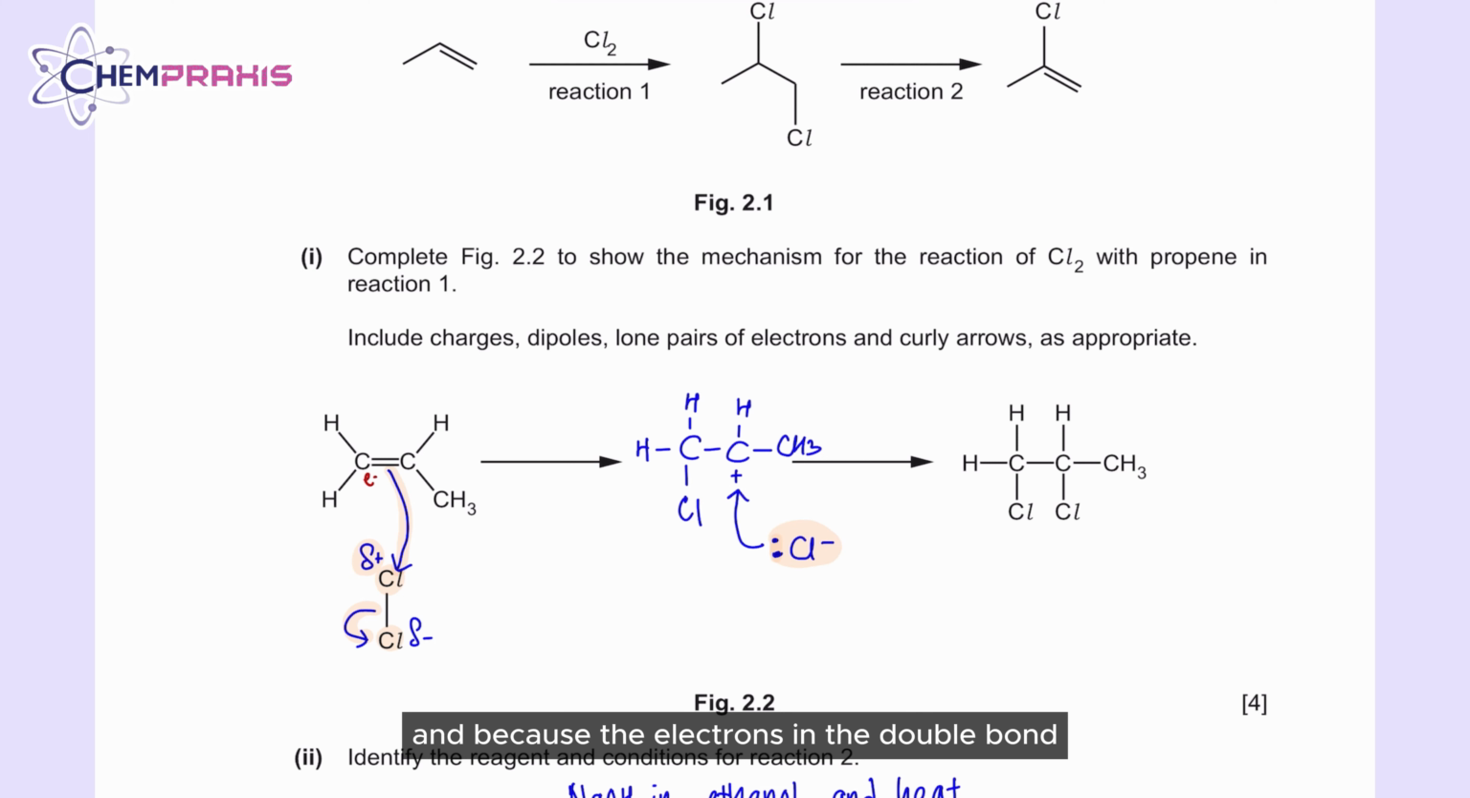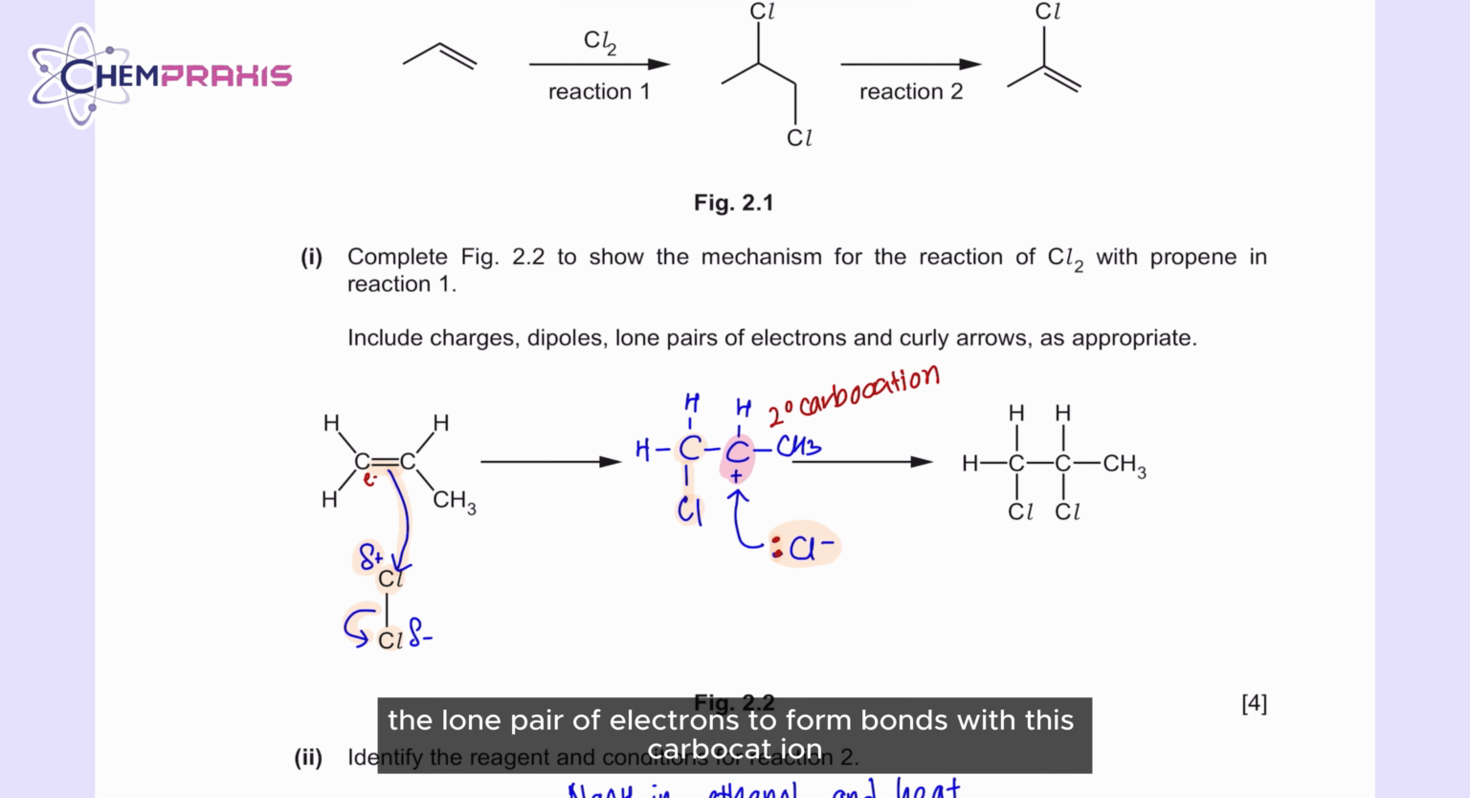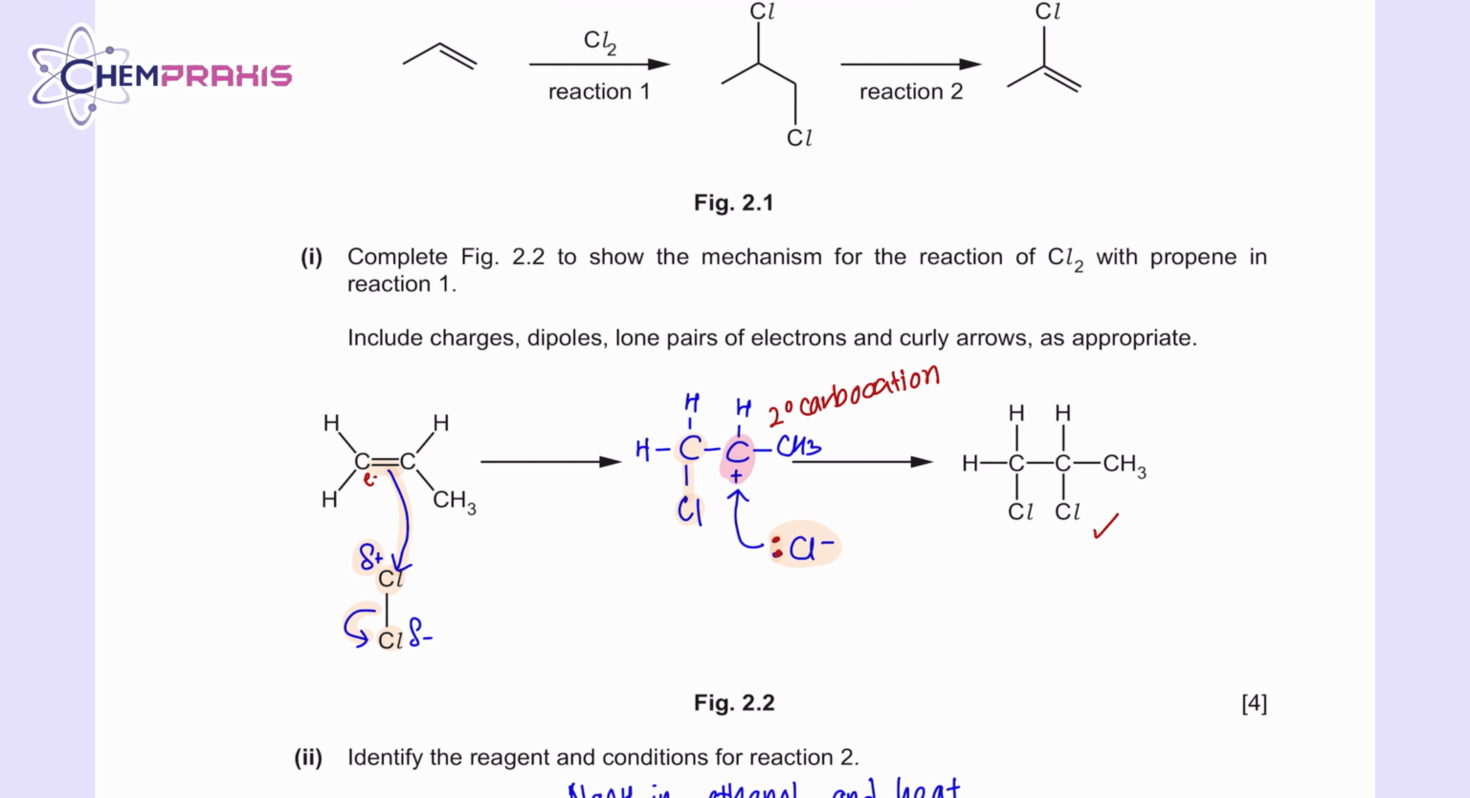And because the electrons in the double bond are used to form a bond with the Cl, this carbon now is a carbocation, and it is a secondary carbocation. And then the Cl minus ion will use the lone pair of electrons to form a bond with this carbocation to form the final product.